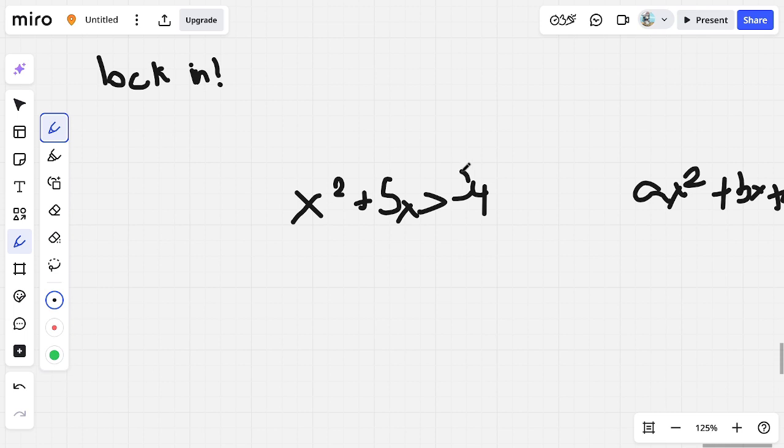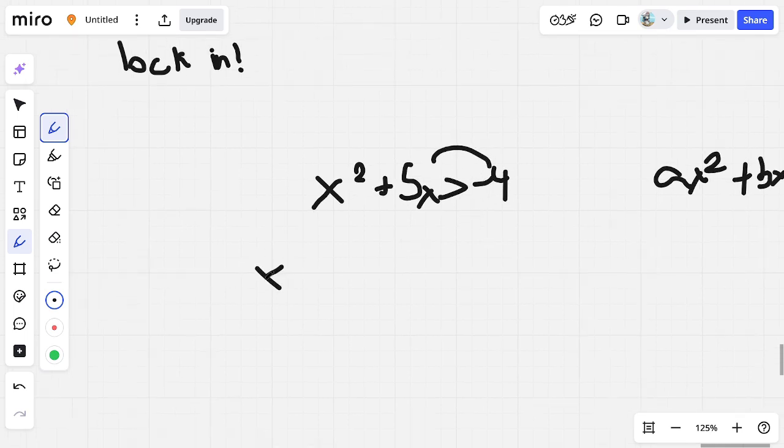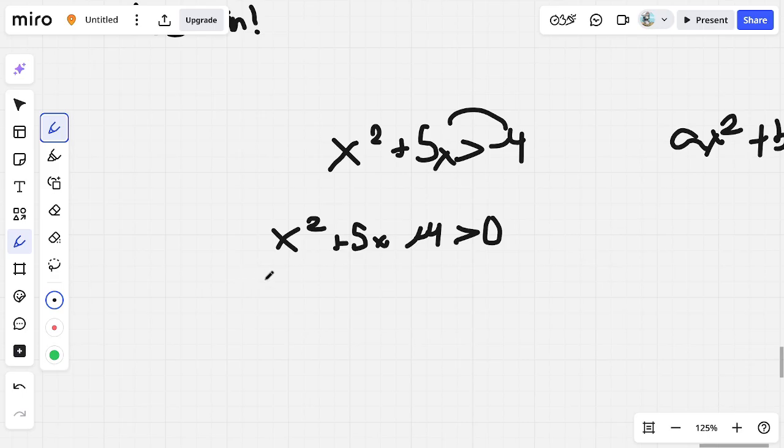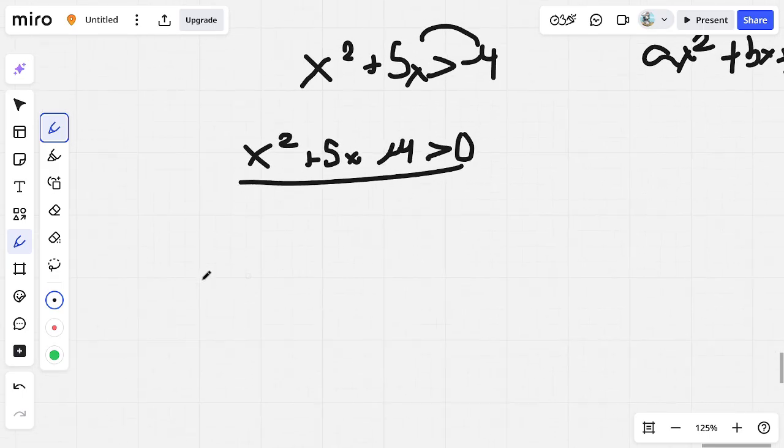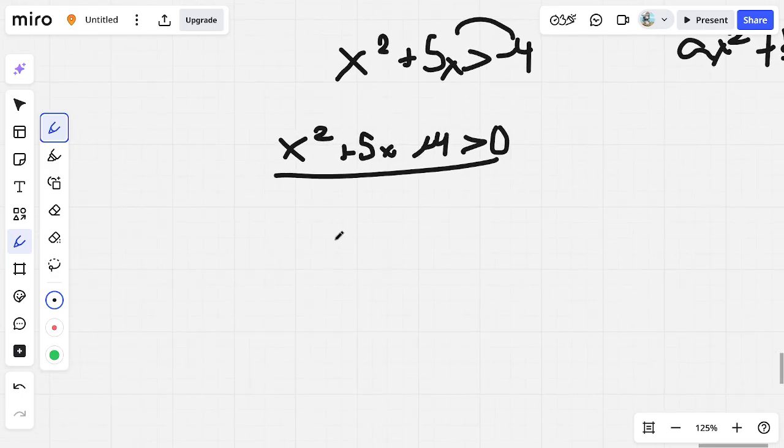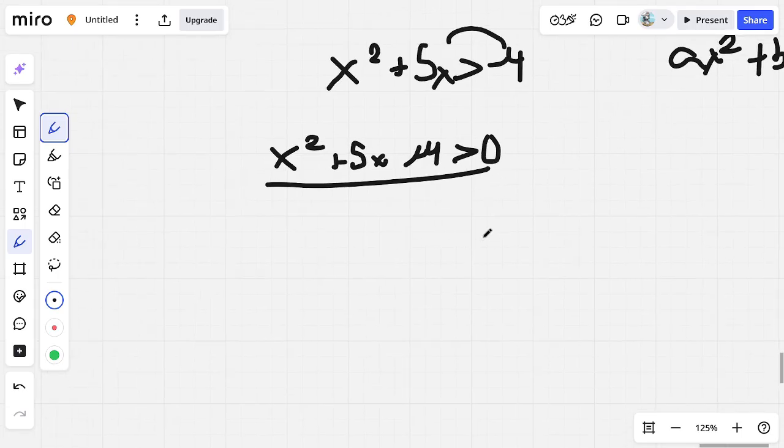So, we just need to transpose -4 to the other side, which gives us x squared plus 5x plus 4, and just flip the sign, greater than 0. So here it's in proper form. Now we want to use AC factoring, so we will just equate it to 0. So assume that this is equal to 0.